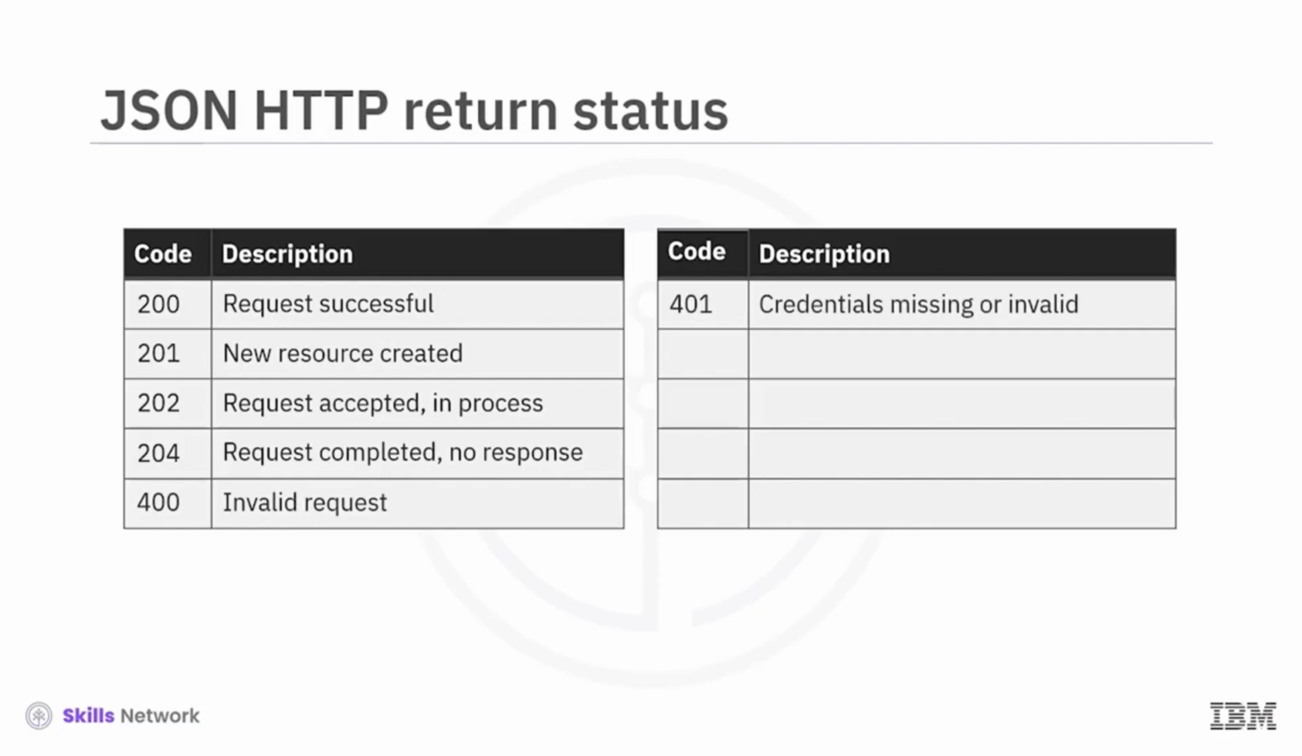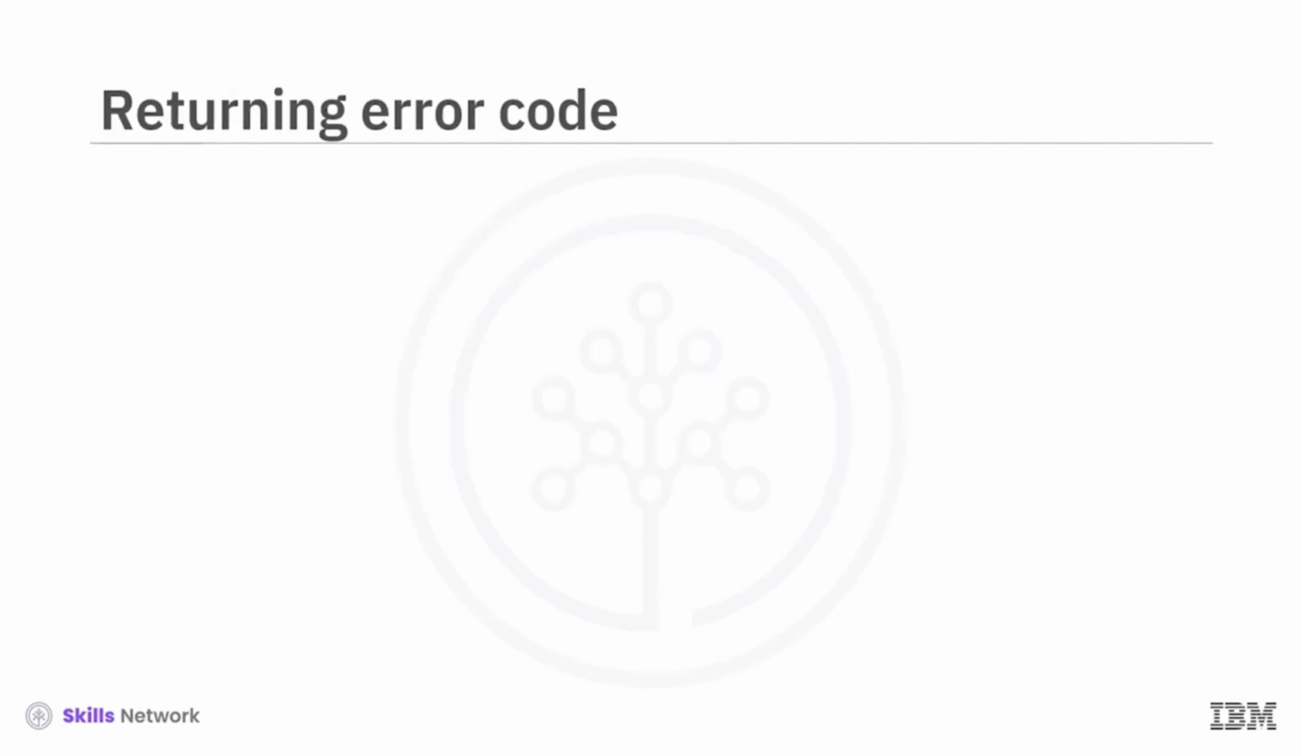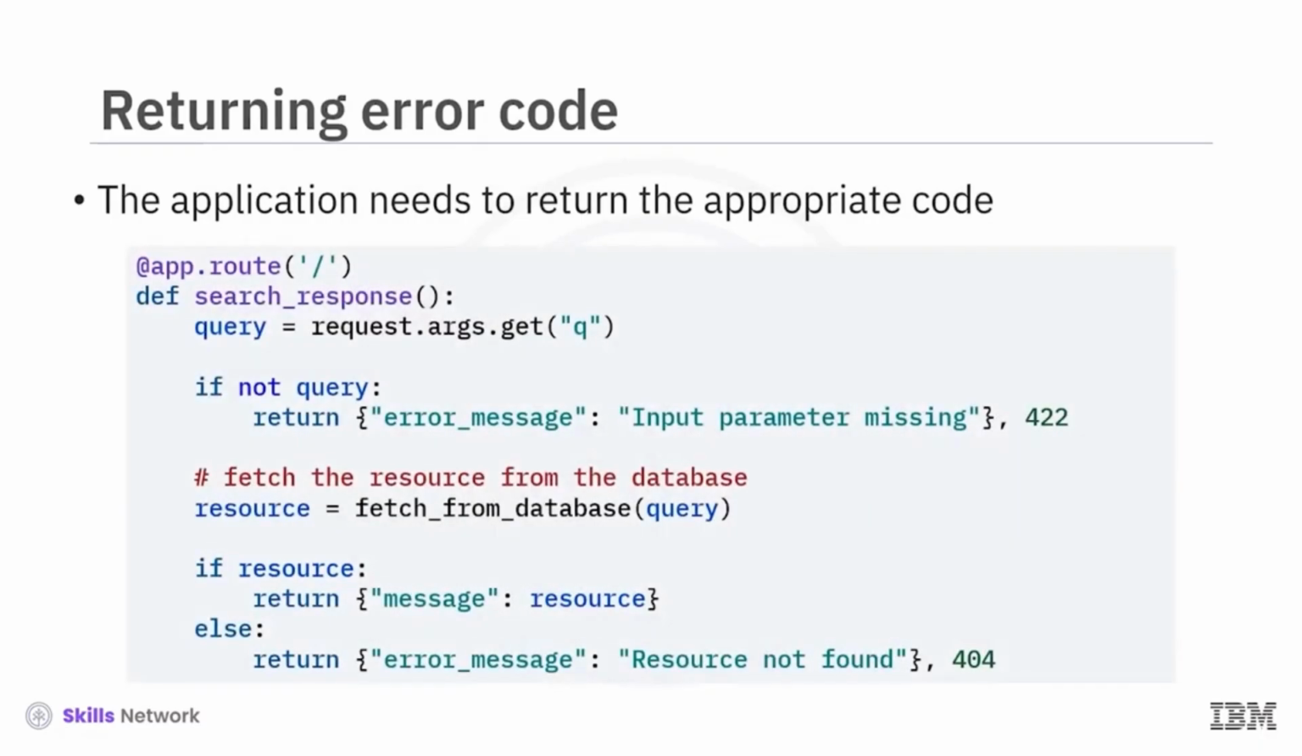401 indicates the credentials are missing or invalid. 403 implies that the client credentials are not sufficient to fulfill the request. And if the server is unable to find the resource, it returns a 404 status. 405 indicates that the requested operation is not supported, and 500 is used when there is an error on the server. So now that you know the different HTTP codes, you as a developer need to return the right code from the service. Let's look at an example.